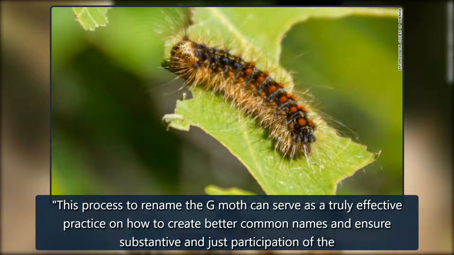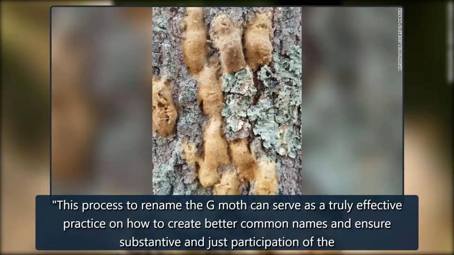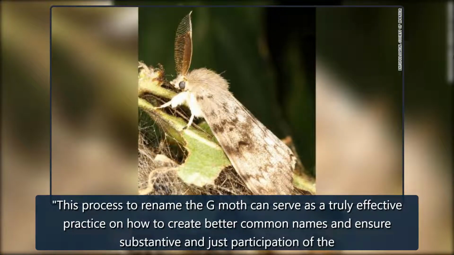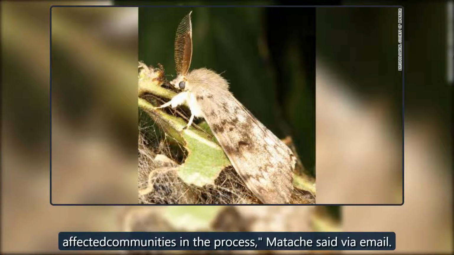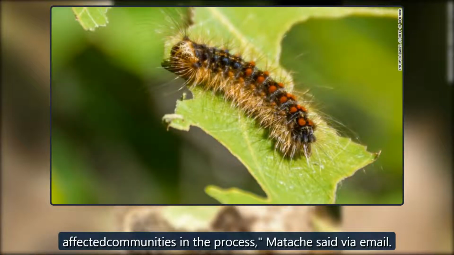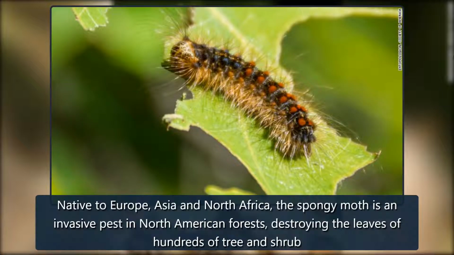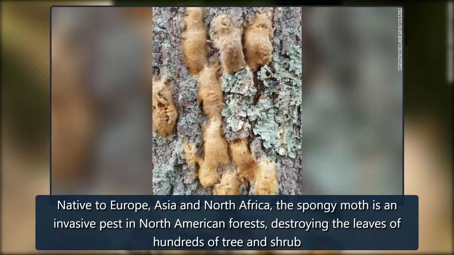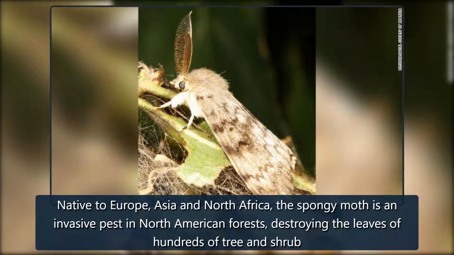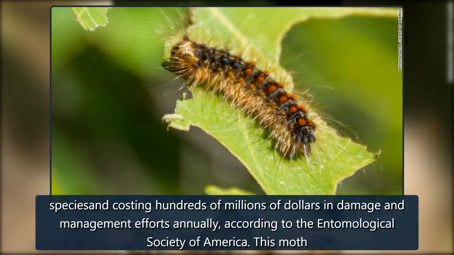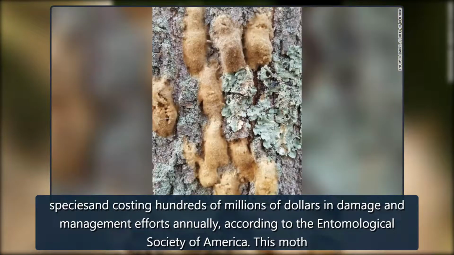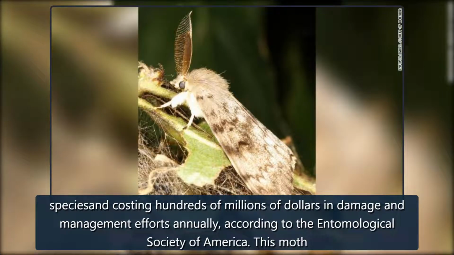This process to rename the G moth can serve as a truly effective practice on how to create better common names and ensure substantive and just participation of the affected communities in the process, Matache said via email. Native to Europe, Asia and North Africa, the spongy moth is an invasive pest in North American forests, destroying the leaves of hundreds of tree and shrub species and costing hundreds of millions of dollars in damage and management efforts annually, according to the Entomological Society of America.